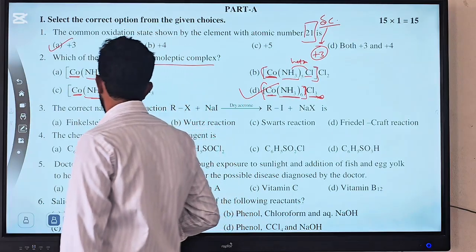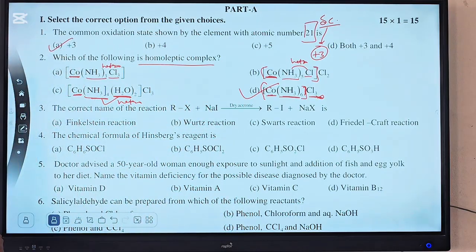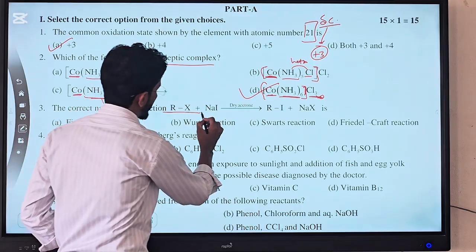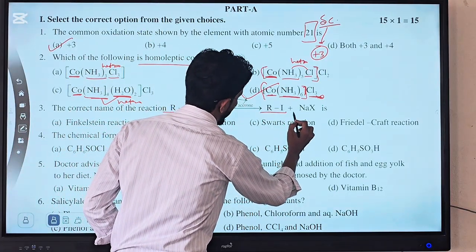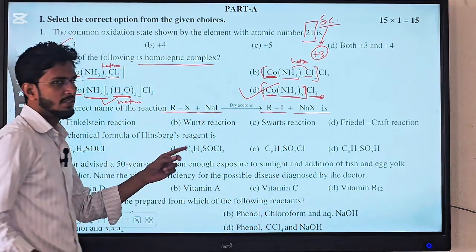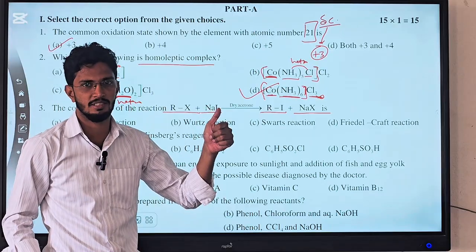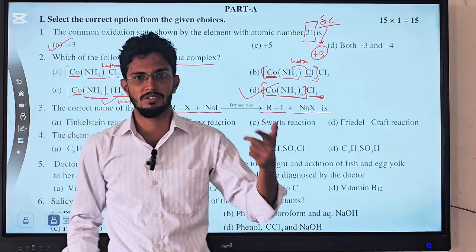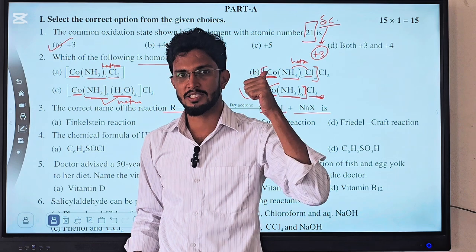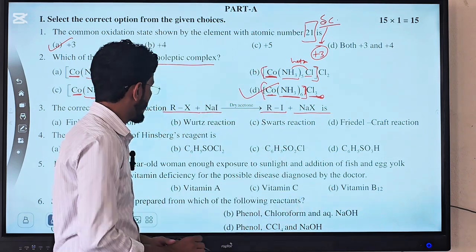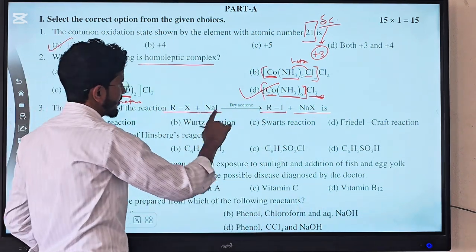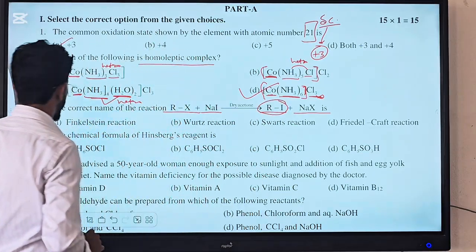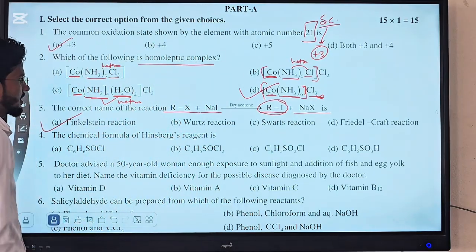Okay, now the next question, question number 3: the correct name of the reaction RX plus NaI gives RI plus NaX. As we know, there are two types of halogen exchange reactions in our syllabus. One is the Finkelstein reaction, the other is the Swarts reaction. In the Swarts reaction, exchange of fluorine takes place. In the Finkelstein reaction, exchange of iodine takes place. Here exchange of iodine is taking place. That's why the answer will be Finkelstein reaction.